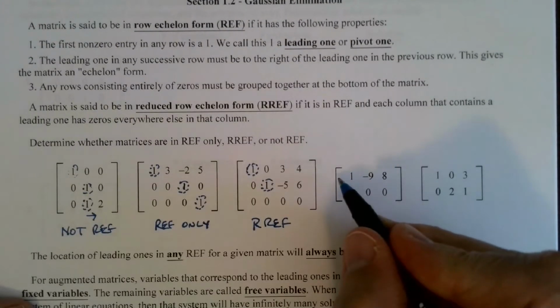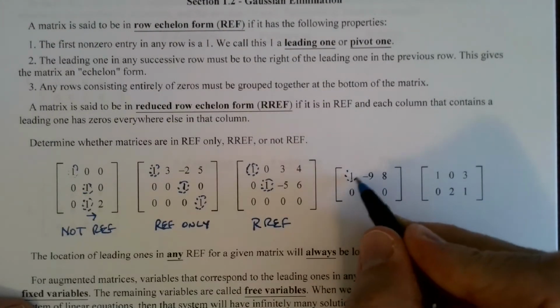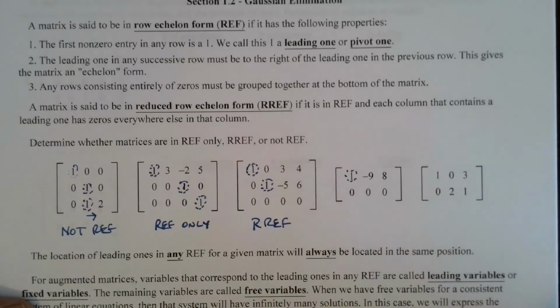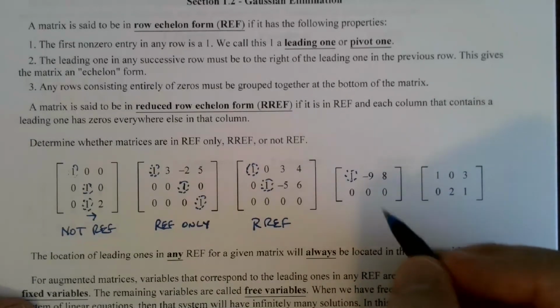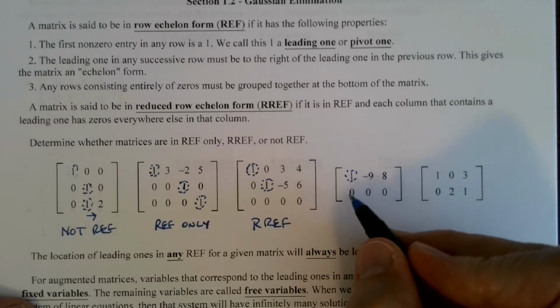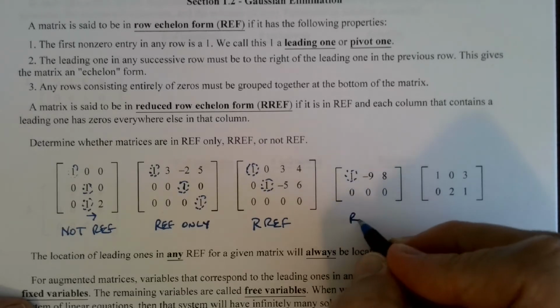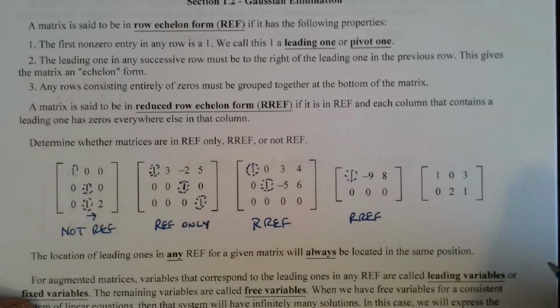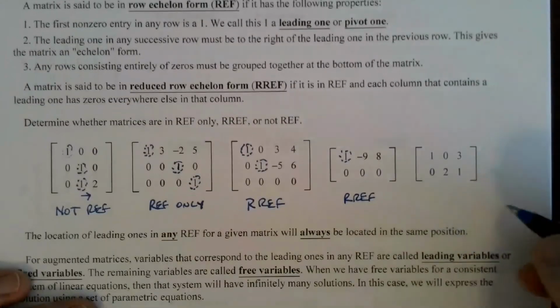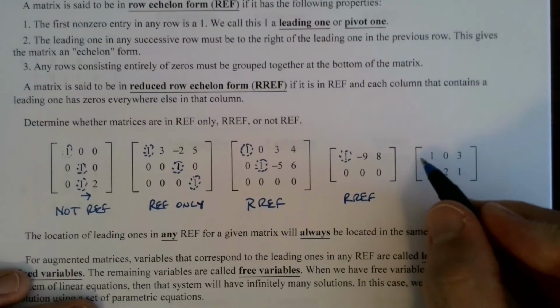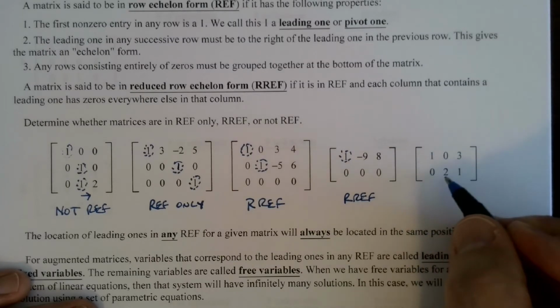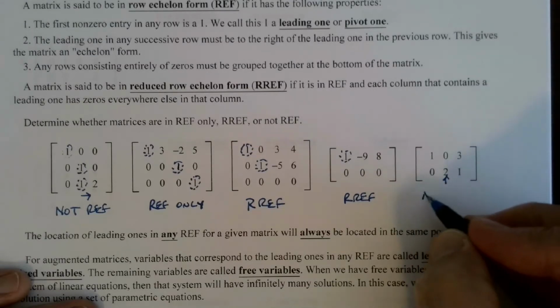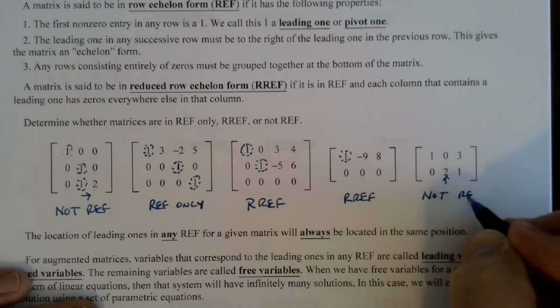Going here, leading one, row of all zeros. It's certainly row echelon form, and since the only other entry in this column where the leading one is, is a zero, this is actually reduced row echelon form. Okay. What about this one? Here the first entry is a leading one. Here the first entry is not a 1. This has to be a 1, right? And so this is not row echelon form.